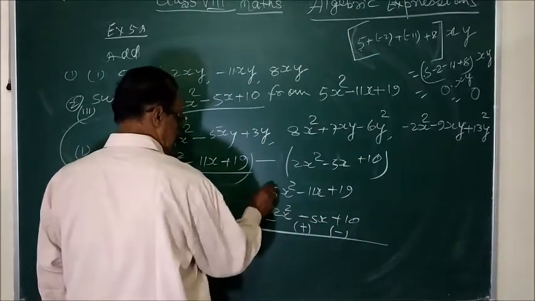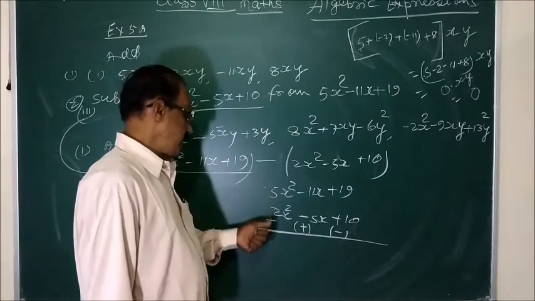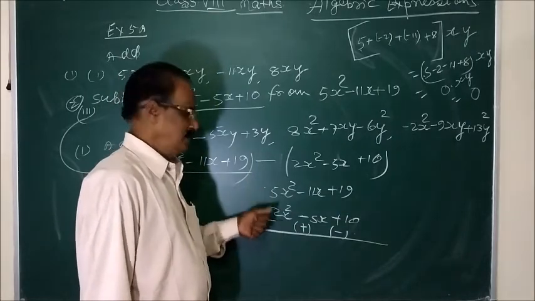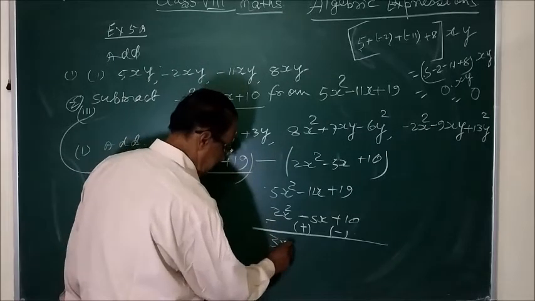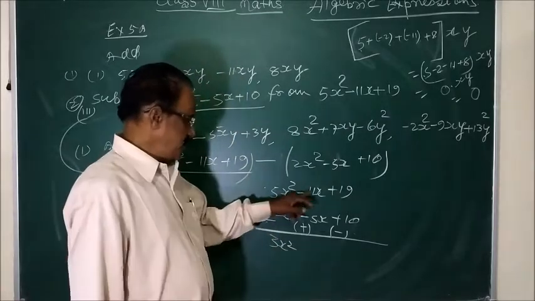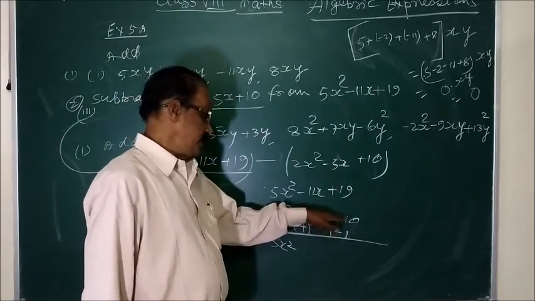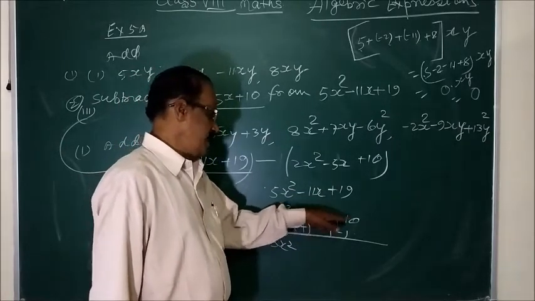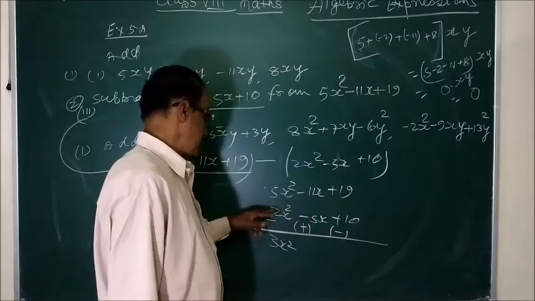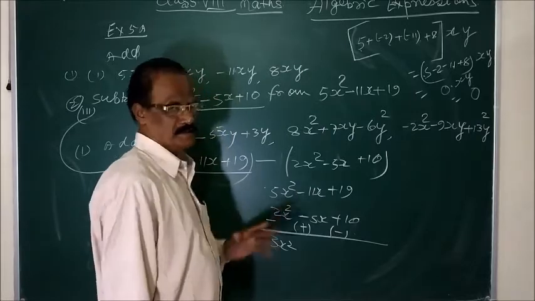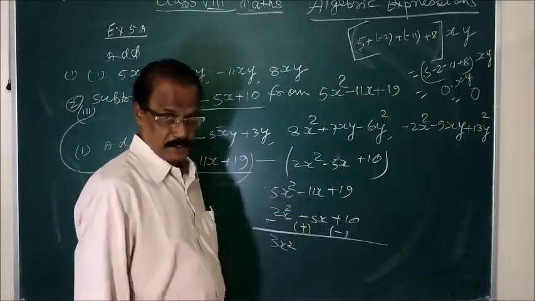And these two signs you have to operate: plus 5 and minus 2. So this will be 3x squared, minus 11x plus 5x. You will take this sign. Minus 10... minus 5? No, it is plus 5. And plus 2? No, this is minus 2. So these two signs are used for the operation.